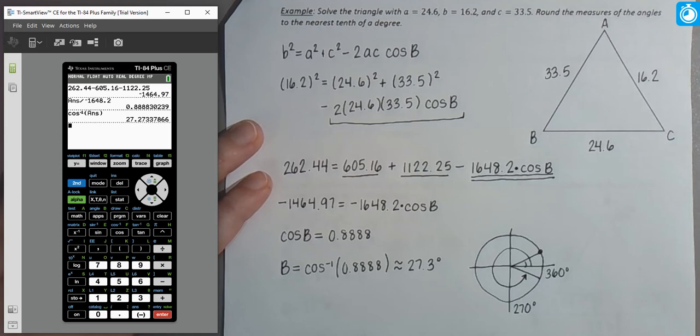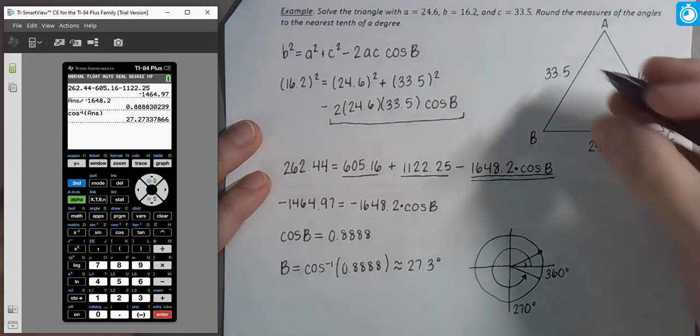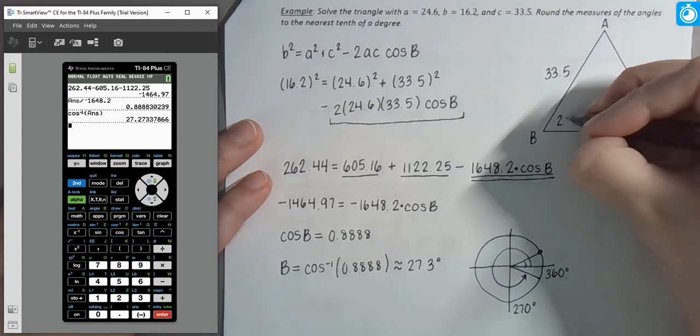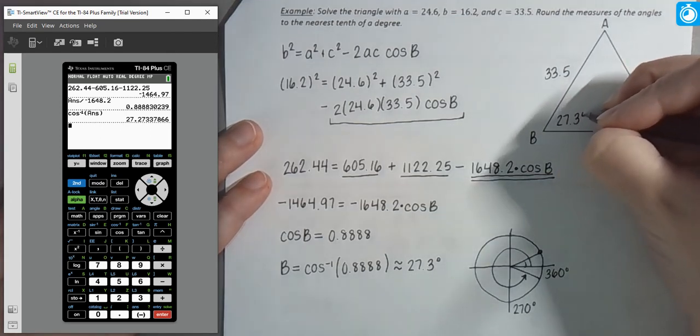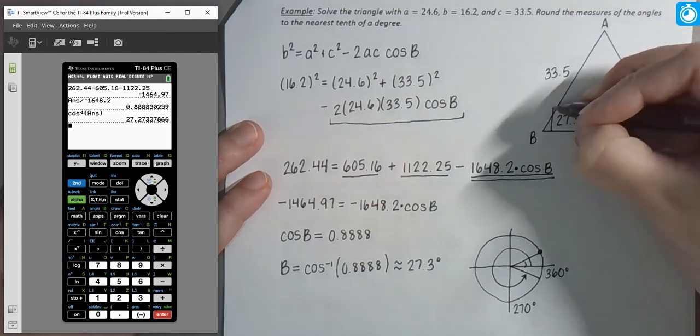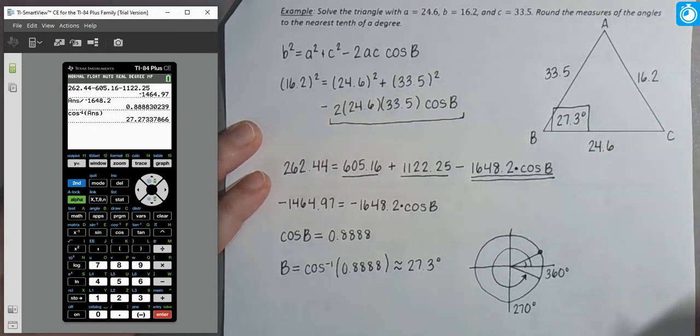So there's no issue here when we use the inverse cosine with us running into 2 different possible solutions. It just doesn't happen when we use the inverse cosine. So this value for B will be the only value for B. So angle B is going to be the acute angle 27.3 degrees.